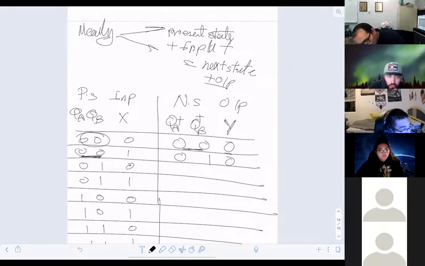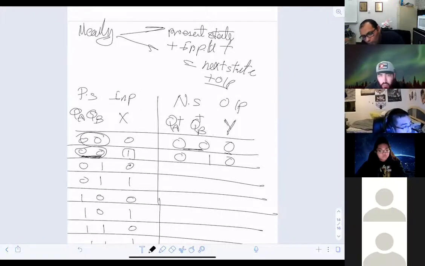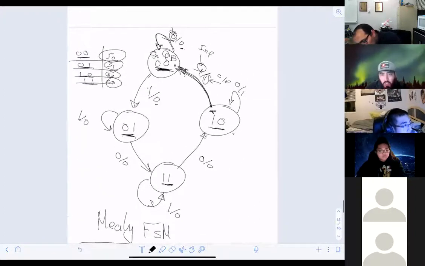Then I said the current state is 0, 0, and my X is equal 1. Let's look at where this is. My current is 0, 0, and my X is equal 1. So what am I talking about? The next is going to be 0, 1, and the output is 0.